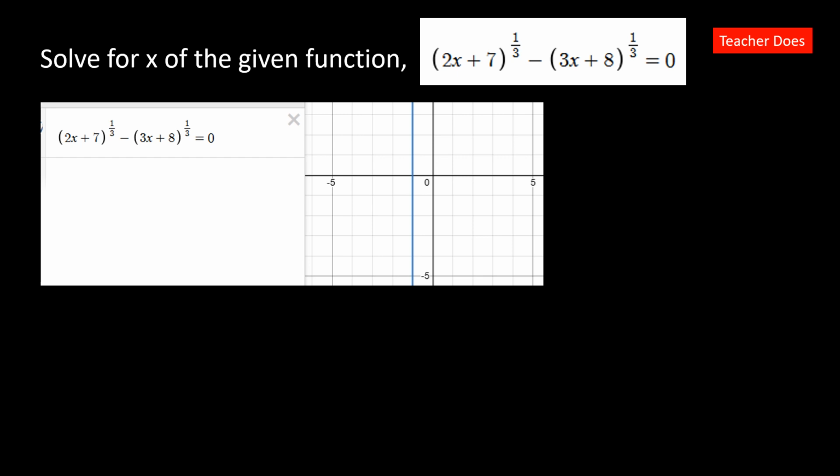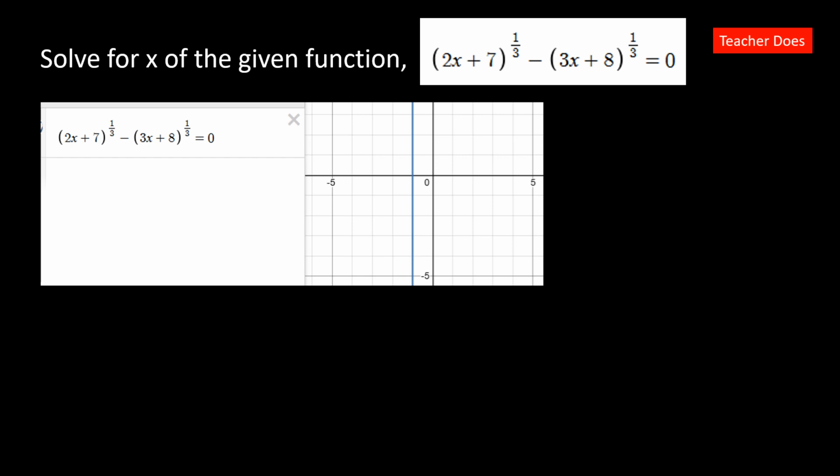Okay, so this one here, we were given solve for x of the given function, and we have all this crazy stuff happening, cube roots and everything. Essentially what you should be able to do and understand is that you could drop those 1/3 powers because they're both equivalent to each other as far as the powers are concerned, and solve for x. If you're struggling with that kind of stuff, plug it into Desmos.